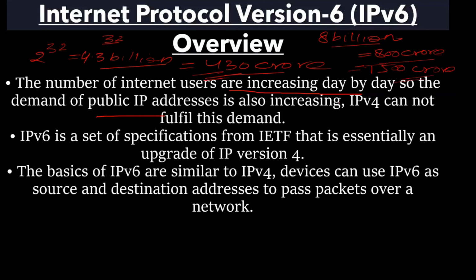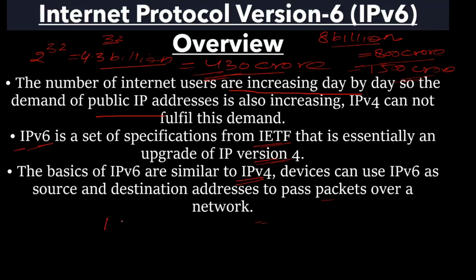So for that we needed one more IP version, and IP version 6 was launched. IP version 6 is a set of specifications from the IETF. It is also developed by the IETF. It is essentially an upgrade of IP version 4. So the basics of IP version 6 are similar to IP version 4. A device can use IP version 6 as source and destination address to pass packets over a network. Now, let me tell you how many PCs we can connect with IP version 6.